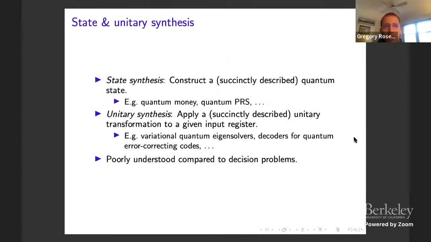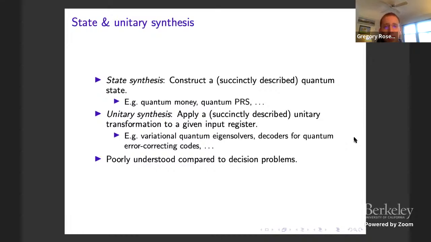So first, let me talk about state and unitary synthesis more generally, and then explain what I mean by the interactive part. With state synthesis, the goal is to construct a quantum state, say given an encoding of that state in some succinct, reasonable way. And there are many examples of this in practice that one might care about. And similarly with unitary synthesis, the goal is to apply some given unitary transformation to a given input register. And again, there are many examples of this in practice.